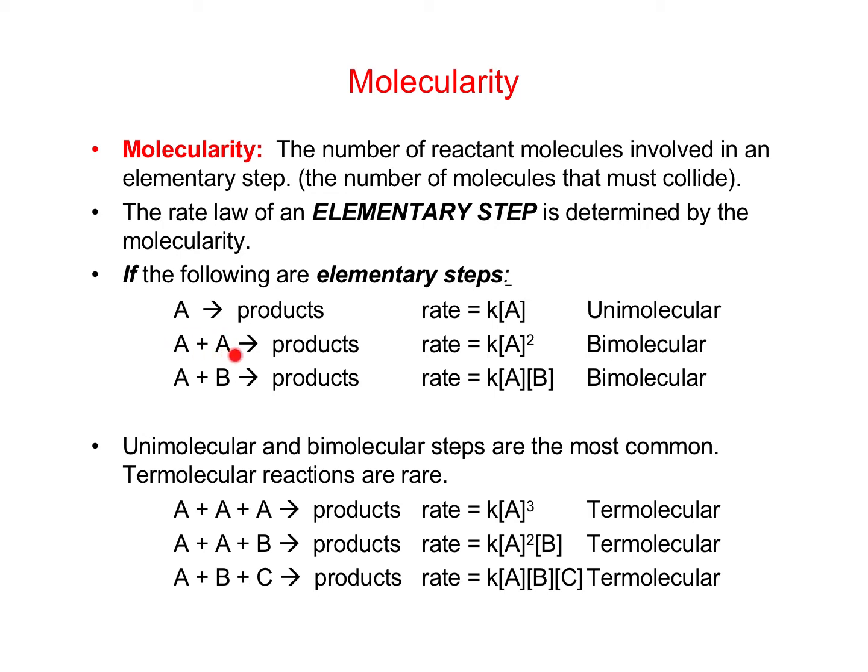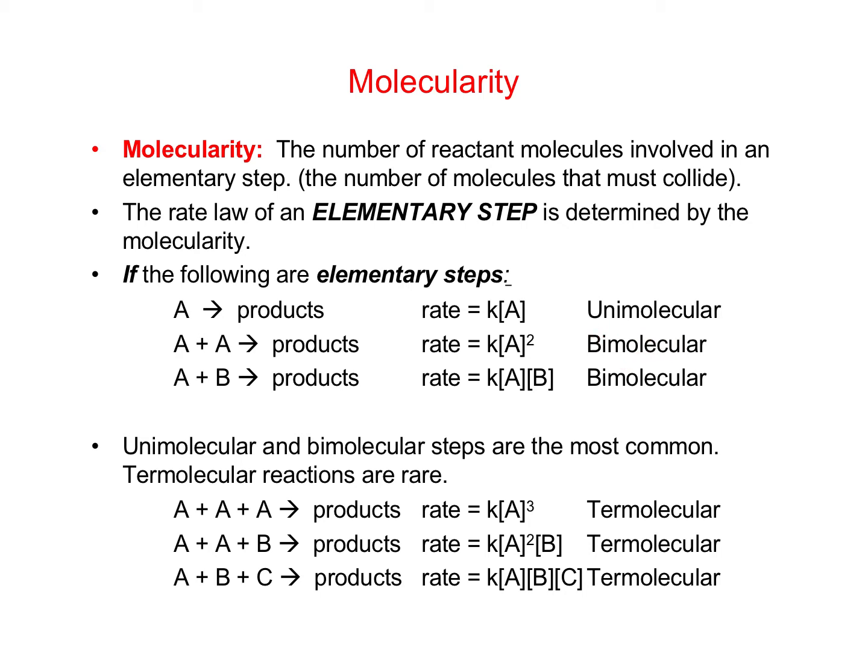If, on the other hand, we had this elementary step, where we've written it as A plus A, or we could have written it as just 2A, now there are two molecules involved in that elementary step, and so they are, in this case, actually going to be colliding. In this case, the rate law would be rate is equal to k times A to the second power, because I have two A's involved in this elementary step. And anytime we have two things colliding, the molecularity of this step would be bimolecular.